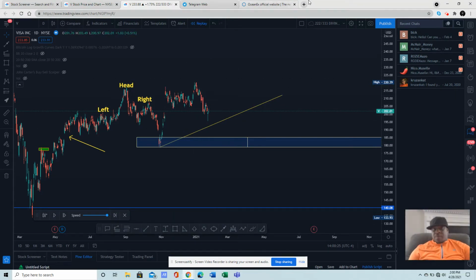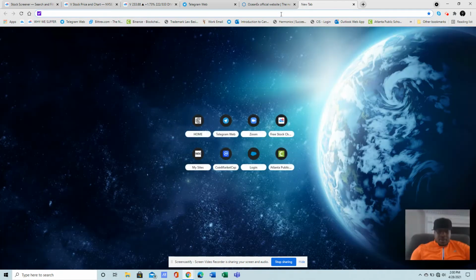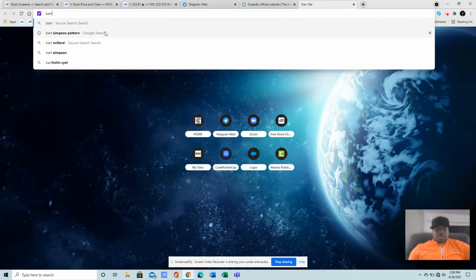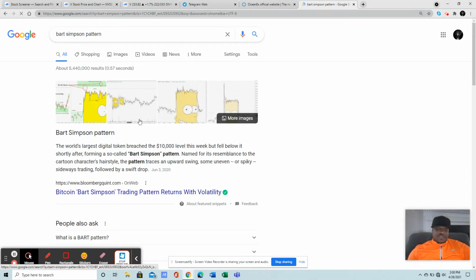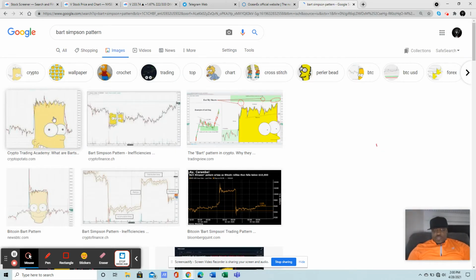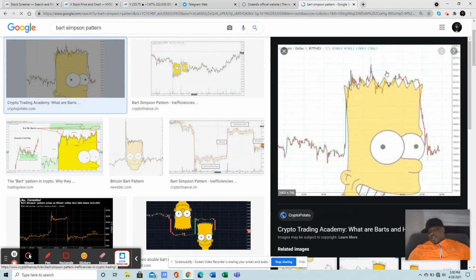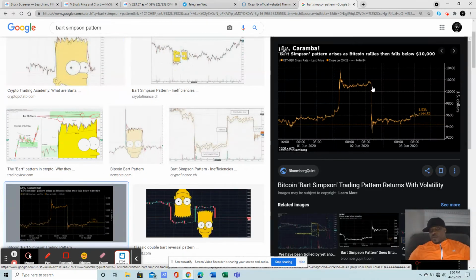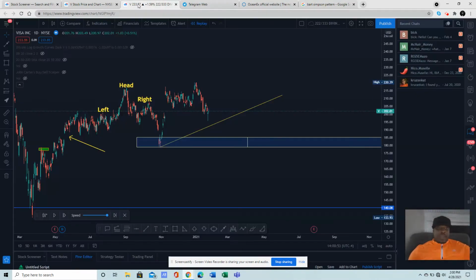If any of you have heard me talk about the Bart Simpson pattern, traders have given it this name. You can see right here, you've got different images of it on the chart. You see his hairline with the Bart Simpson pattern, and then you have a drop. So it's normally a bearish thing. You see right here, same thing. We can go back and look. See, this is a little mini Bart Simpson.